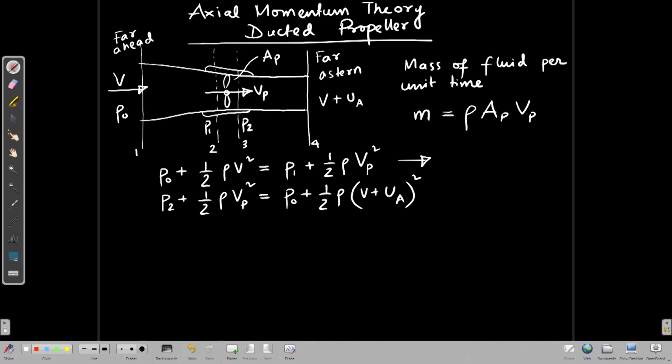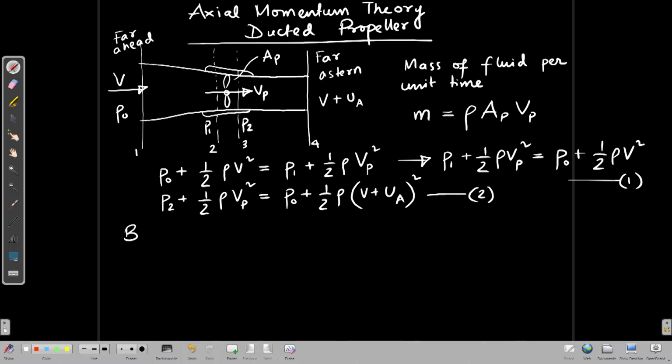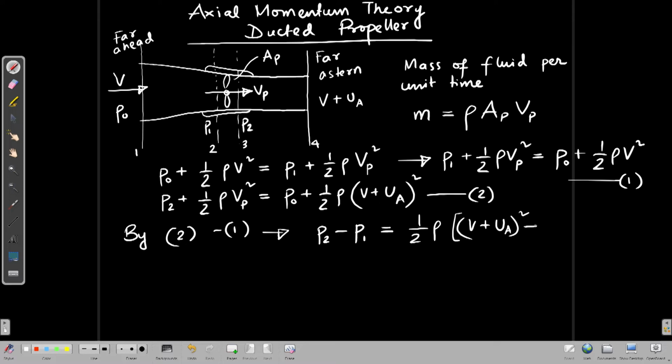So, the first equation can be written as P1 plus half rho Vp square equals P0 plus half rho V square, just by interchanging the sides. This is 1 and this is 2. So, by 2 minus 1 we will have P2 minus P1, half rho Vp square, and P0 will cancel out. This is half rho (V plus ua) whole square minus V square, and this difference in pressure between the two sides of the disc is the delta P, which is the pressure jump across the disc.